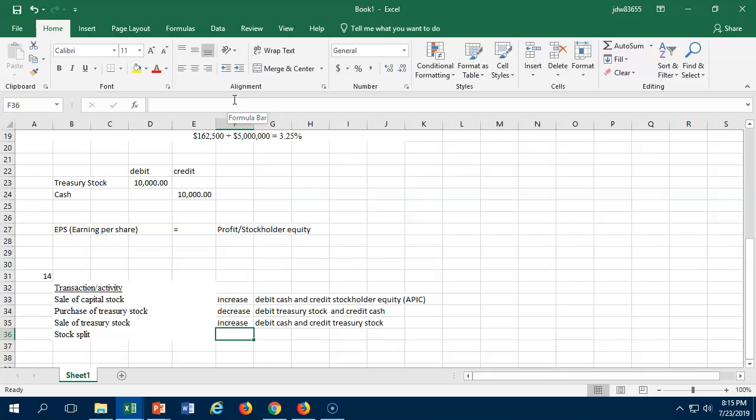I overlooked number 10 in the textbook. I think we should go through that one. Number 10 says in the stock market crash of October 19th, 1987, the market price of IBM's capital stock fell by over $31 per share. Explain the effects, if any, of this decline in the share price on IBM's balance sheet.